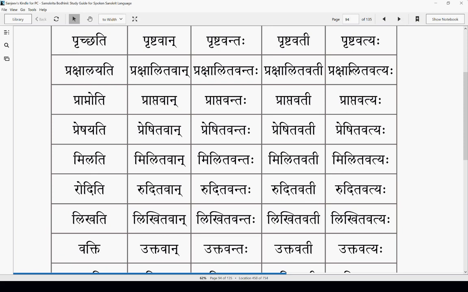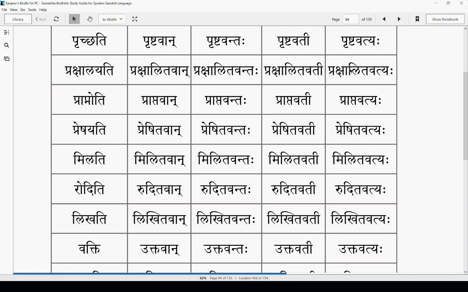But note that again, when we say militavan, we should not use the Dvitiya Vibhakti, mitram. Because militavan is akarmaka, from the mil dhatu. So when it comes, we should use Tritiya, like mitrena saha. When meeting comes, then mitrena saha militavan. Tvam mitrena saha militavan. Or you can also use bhavan, mitrena saha militavan.